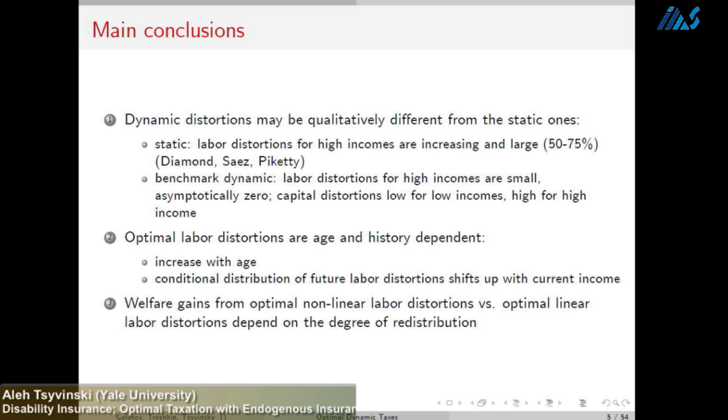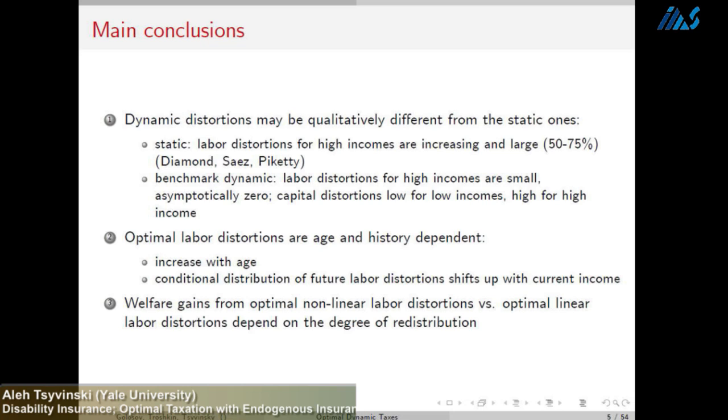The second main conclusion is that the optimal labor distortions are going to be age and history dependent. Specifically, I'm going to show you that there is a force driving the labor income distortions lower in the earlier periods of life of an agent, and you'll see how it plays out quantitatively. The second thing, which is quite important, is that the conditional distribution, conditional on the incomes you got, shifts up with the incomes you have. So it's about the conditional and about the age distribution of skills.